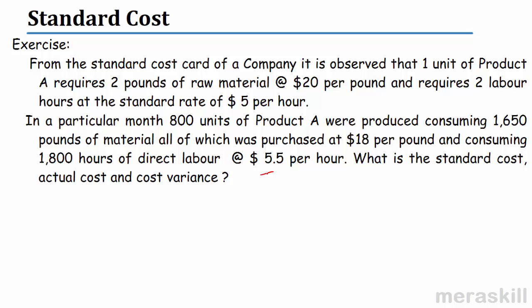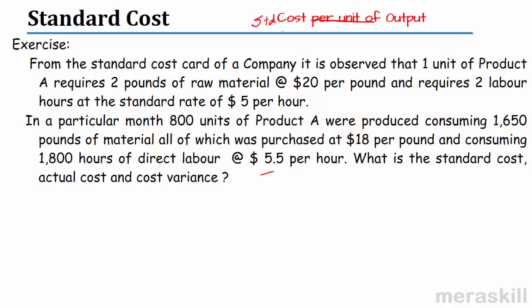What is the standard cost, actual cost, and cost variance? What is the standard cost, students? Mind you, standard cost is actually the standard cost per unit of output for the output. The standard cost is the cost for the output. I'm not writing per unit, it should be for the output. Standard cost is the cost for the output.